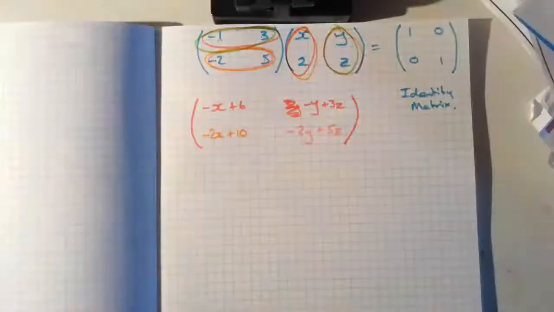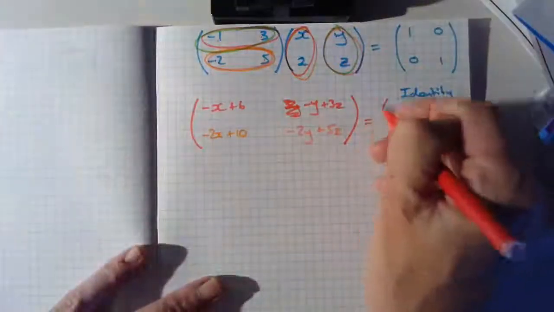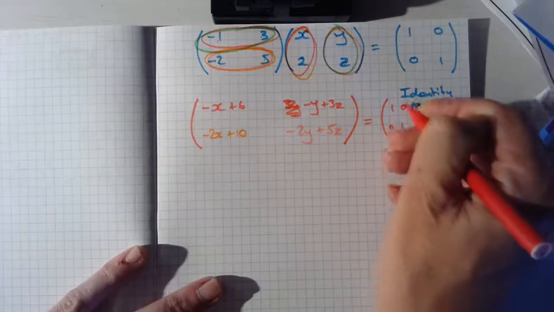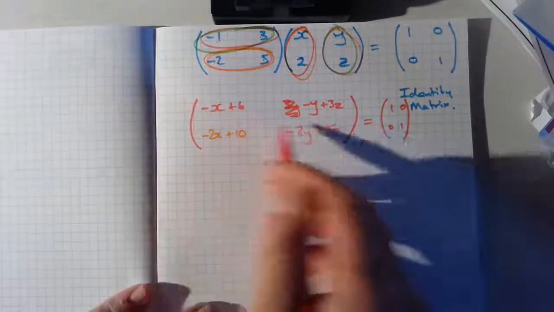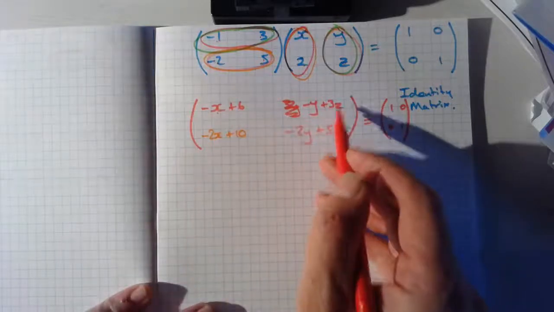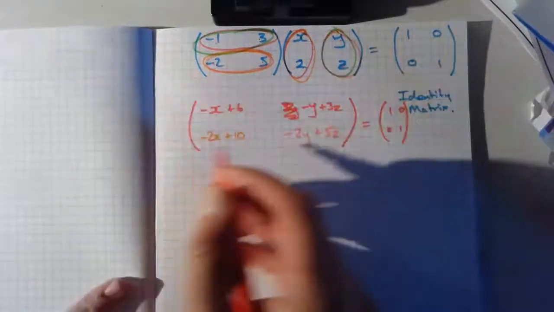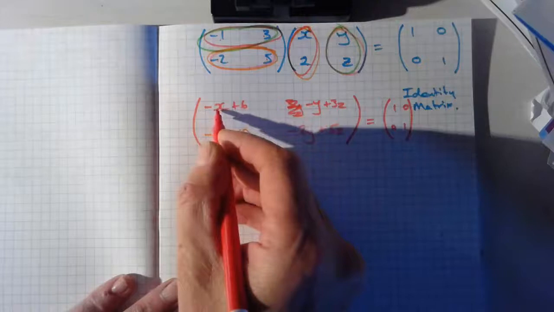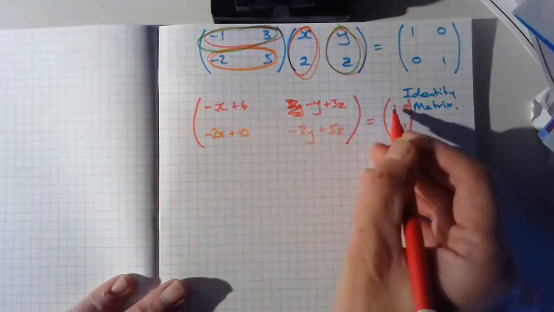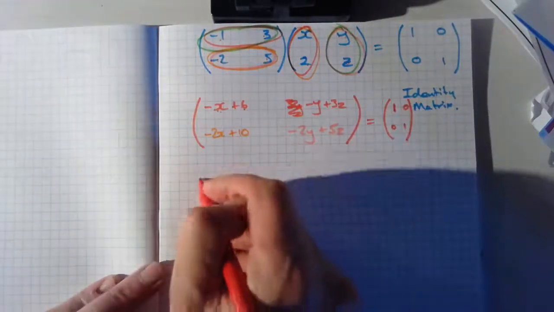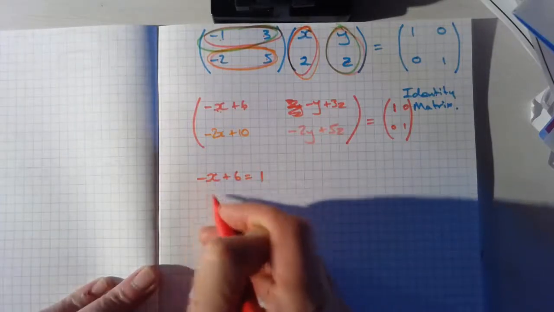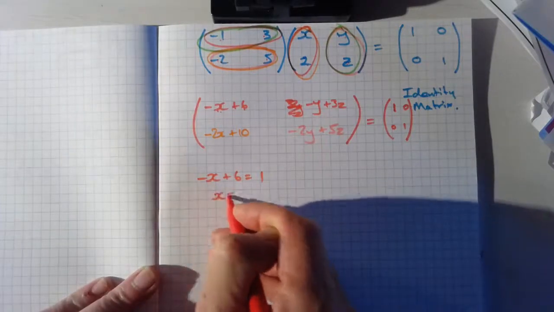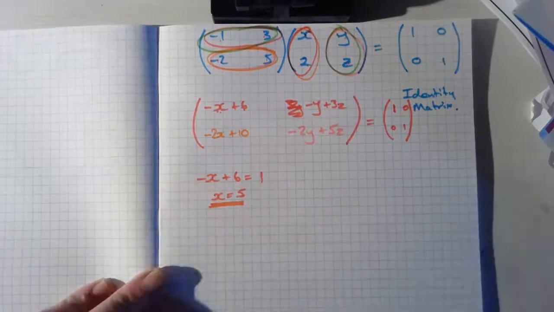Now, we are told it also equals 1, 0, 0, 1. Now what we can see from this is that we've got values of x, y and z to work out, which we had in the first place. But we can see that this negative x plus 6 must equal 1 in this corner here. So negative x plus 6 must equal 1. So quite clearly you can see that the x has to be 5.